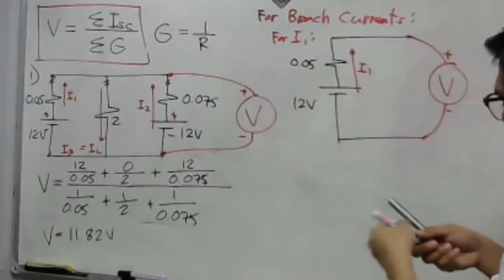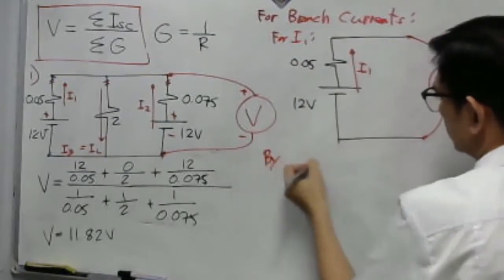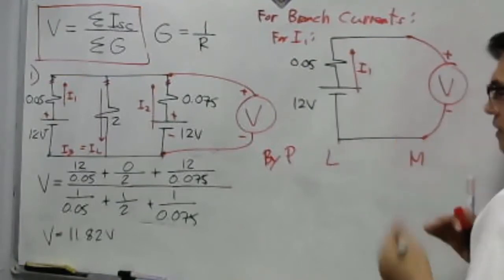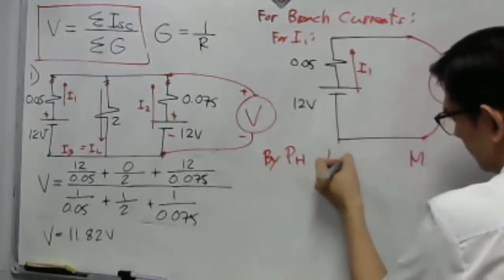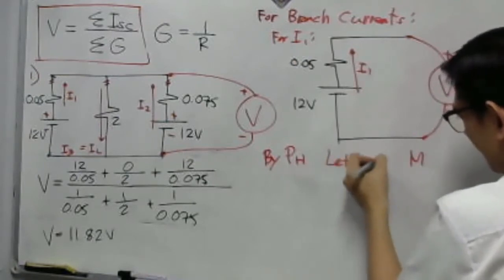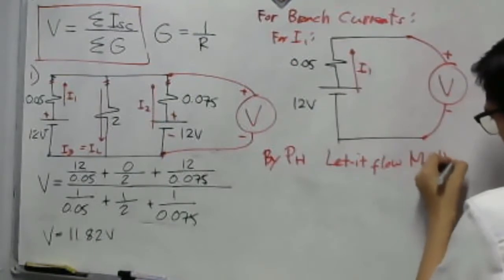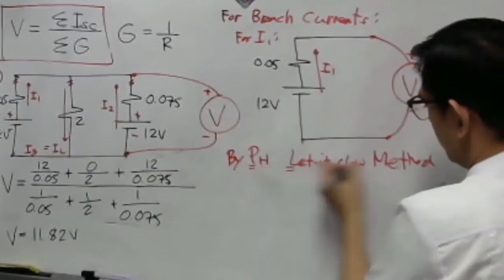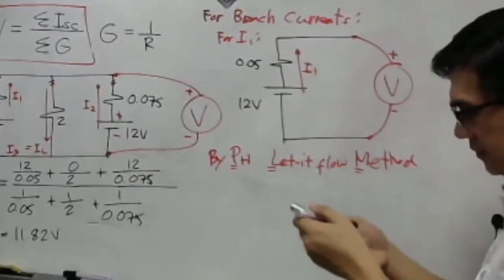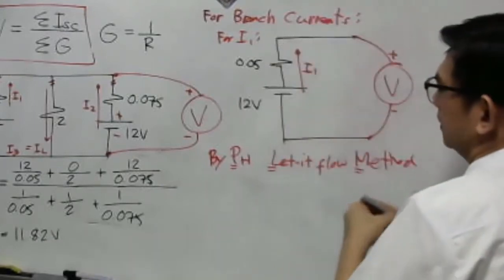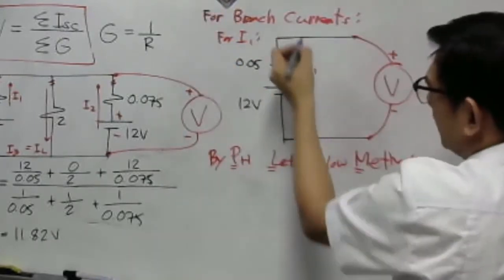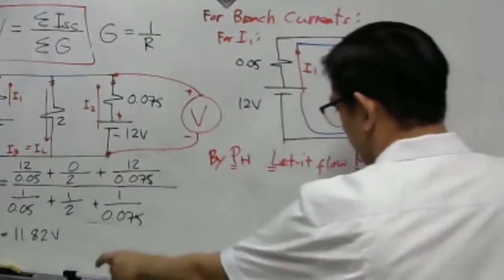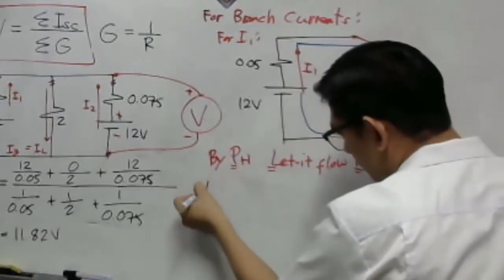Okay. I will make use of PLM. What is PLM? Okay, in our review center, this is what we call the powerhouse let it flow method. What do you mean by powerhouse let it flow method? By PLM. So let I1 flow. Let I1 flow. Okay? Following its direction. So this is our I sub 1 here.